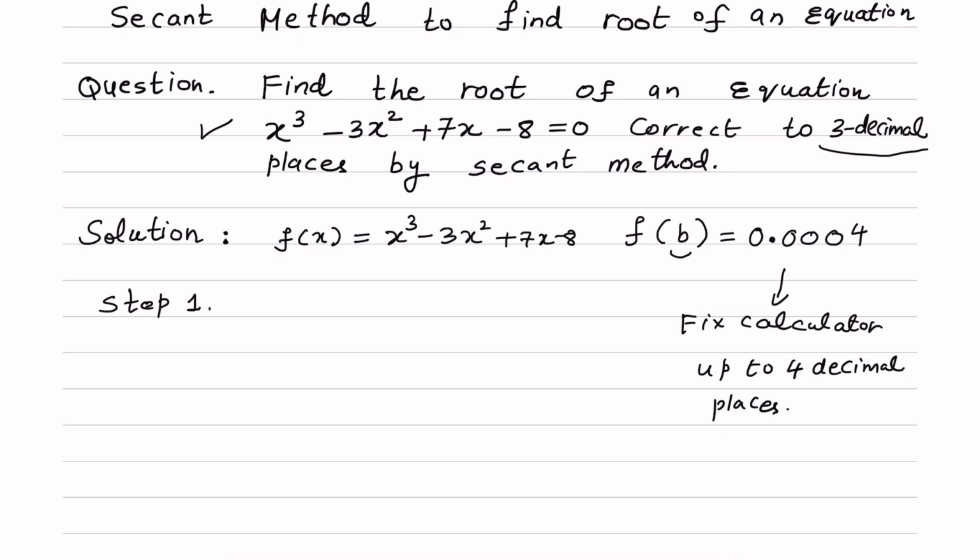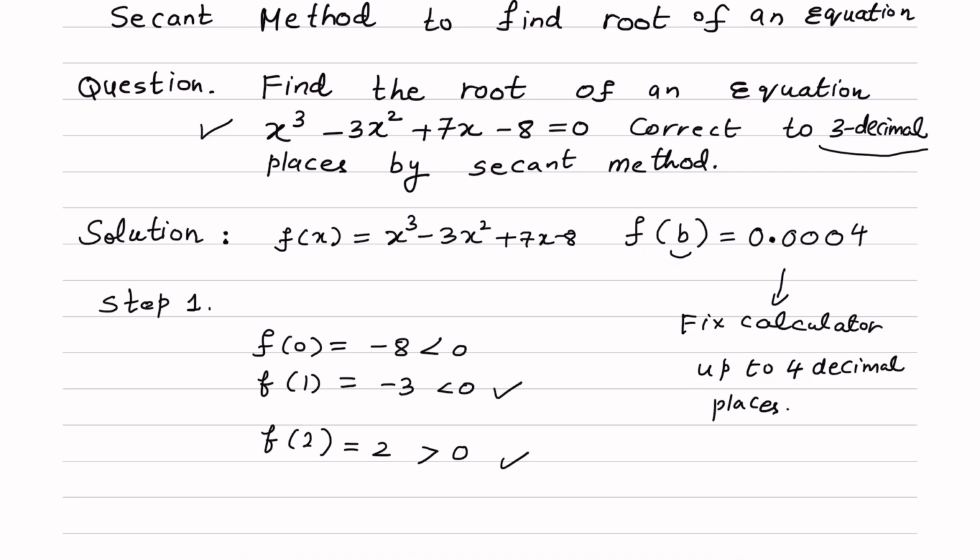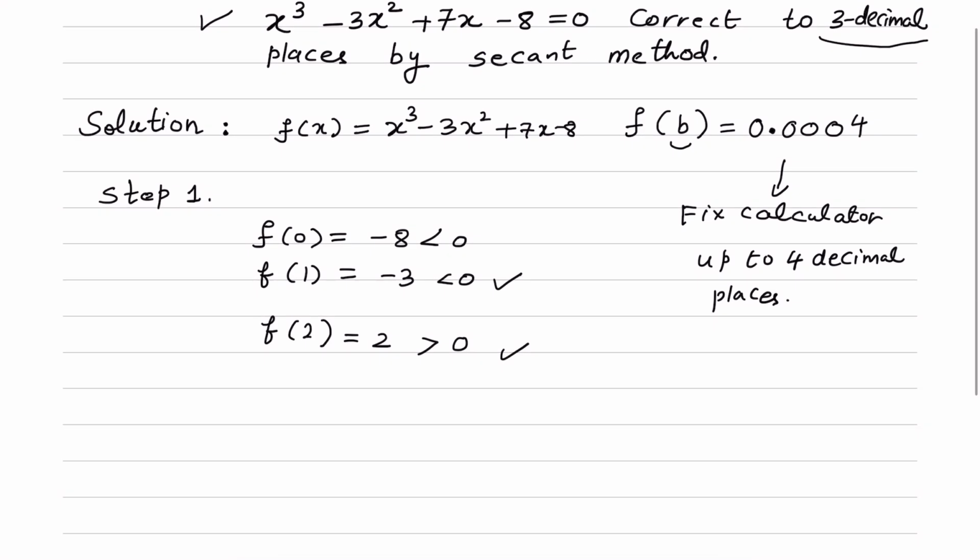Now for step 1, we have to find the interval where the root lies. f of 0 is minus 8, which is less than 0. We try f of 1, which is minus 3, which is less than 0, and f of 2, which is 2. When we have two opposite signs, that's when we have the interval. An interval is composed of the x values, not the answers. The interval here is 1, 2, in which the root lies.